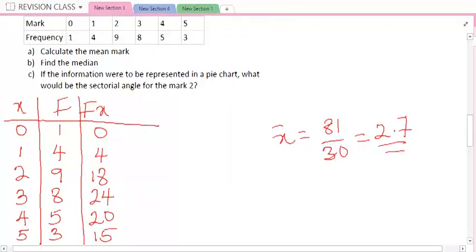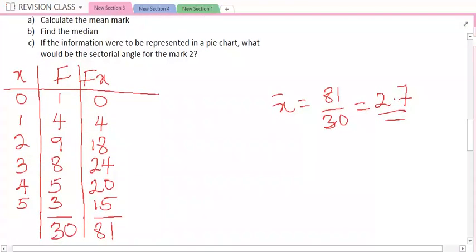The next question says we should calculate the median. How do we do that? We open a new column. And what are we going to call the column? We call the column CF. That is cumulative frequency. For the first one, the frequency I have not cumulated, so it will still be 1. For the second one, 1 plus 4, 5.